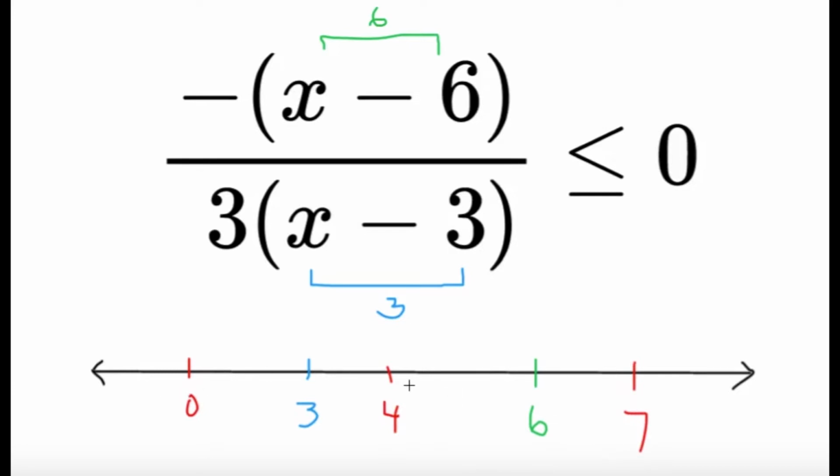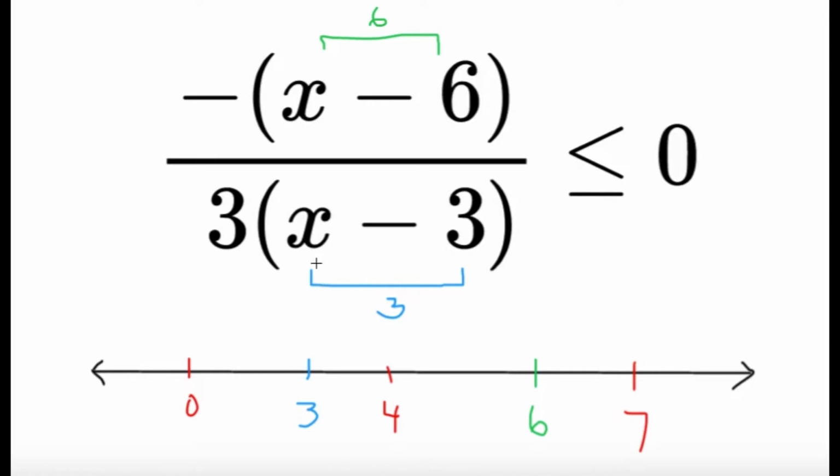And if the point I selected satisfies the inequality, then that entire region is going to satisfy. So for example, if I substitute 0 into this inequality, I will get negative of 0 minus 6, so that's 6, divided by 3 times negative 3. That's going to become negative 9. And 6 over negative 9 is definitely negative, so that's indeed less than or equal to 0. So we know that everything in region 1 is going to work.